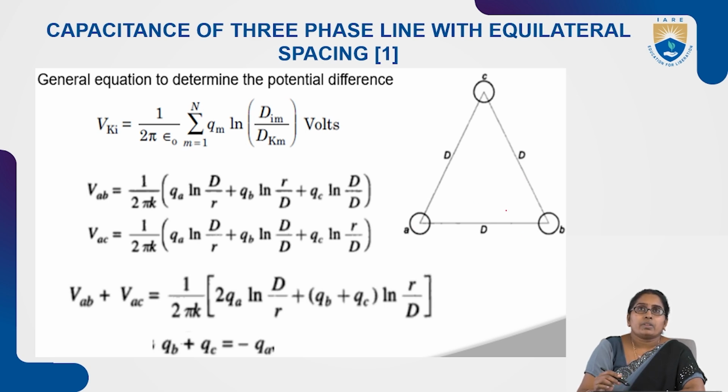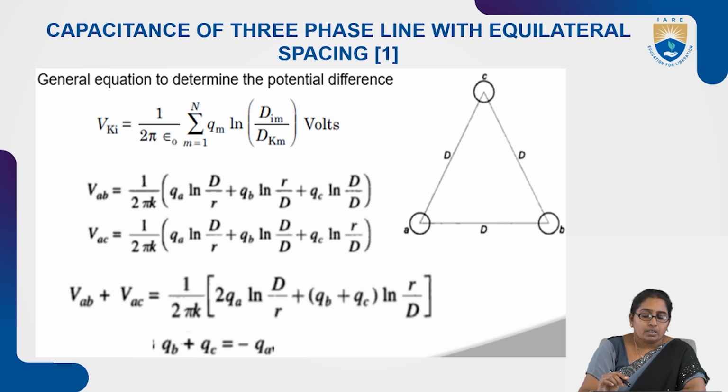There are two cases for a three-phase line, as we know. The spacing between the conductors may be equilateral or not equilateral. First, we see the case with equilateral spacing. The distance between any two conductors is equal. So here the distance between the first two conductors AB is D, between BC also D, and the third one also D only.